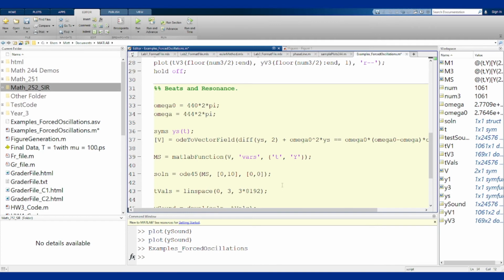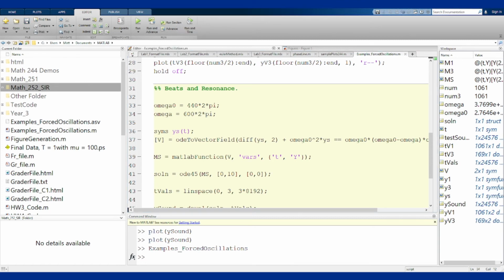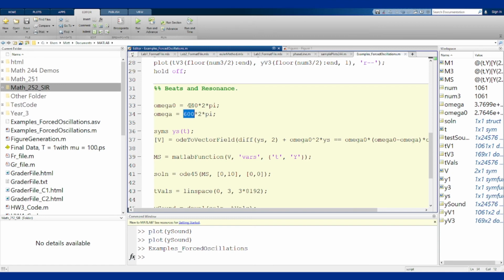Now let's see what happens elsewhere. If I force it, say, at 600 hertz, these are not really close to each other, so I don't really expect to hear beats. But let's see what happens if I play the sound here. That basically sounds like the two notes being played together. You hear the 600 from the forcing, and you hear the 440 from the natural frequency. They're sort of playing at the same time. That's just what happens when these things don't really interact because they're very different frequencies.